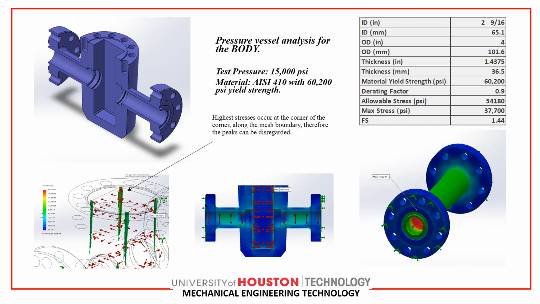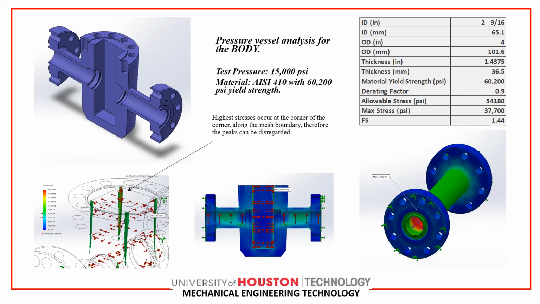The material yield strength is 60,200 psi because we have chosen to use AISI 410 stainless steel. The rating factor is 0.9, the allowable stress is 54,180 psi, the maximum stress is 37,700 psi, and the safety factor is 1.44.